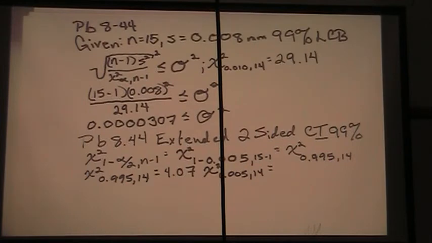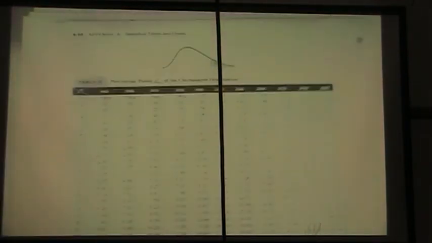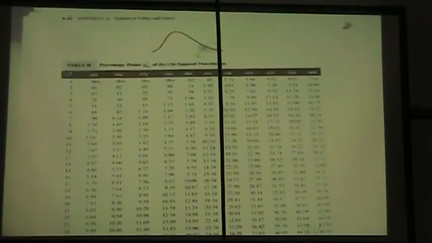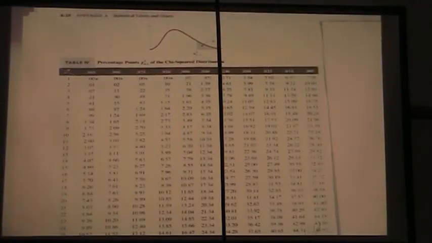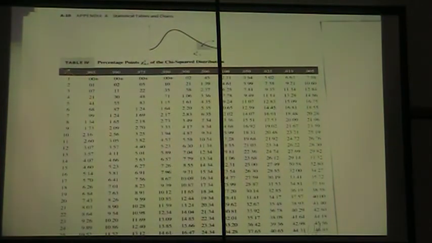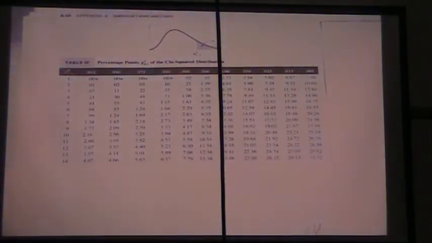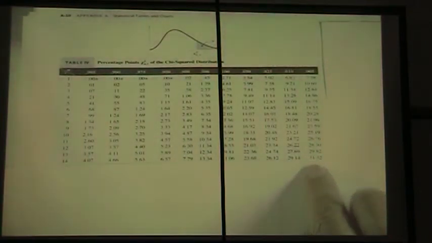All right, and so we put our table in place here. 0.005, it's the last column. Why did I even bother with a piece of paper? And I find my 14 rows, so it's 31.32.